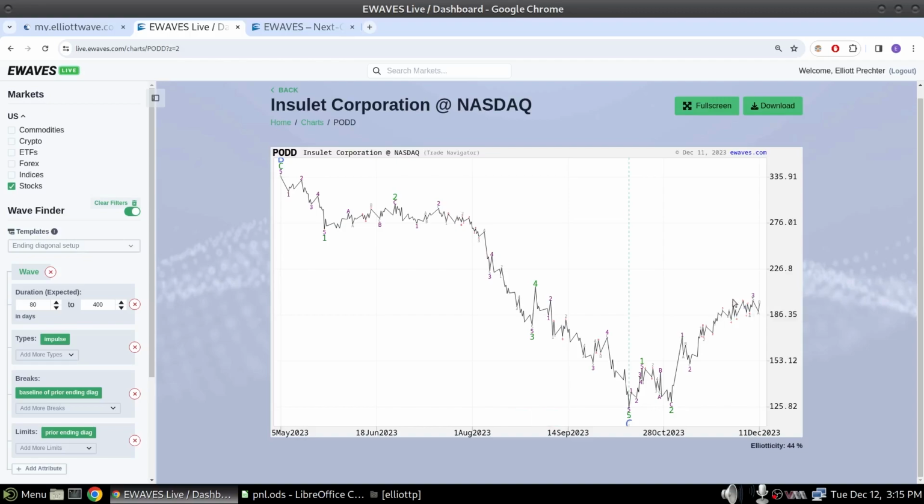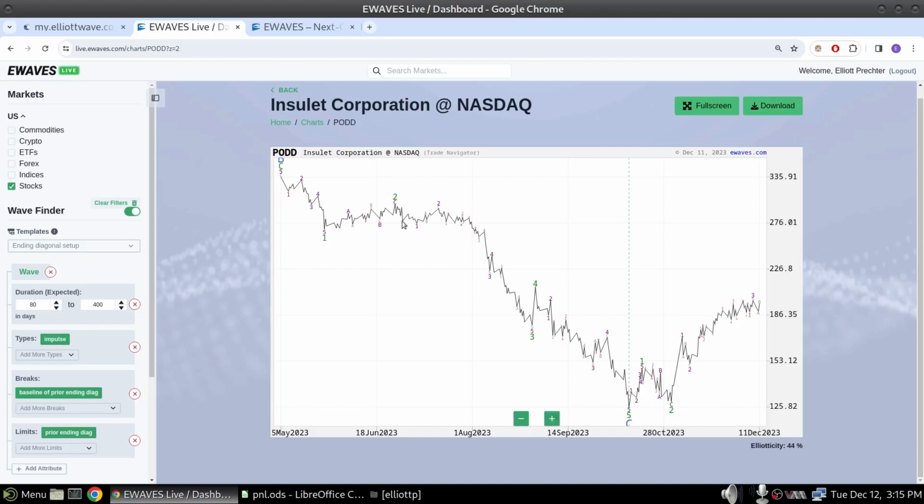So at some point, it may be worth taking something off the table here with PODD. This has been just an incredibly powerhouse move. But again, that's because we bought it at such a low price. So if you get in at these really low prices on a falling knife, it doesn't take a large retracement to the other side in order to generate a large percentage move.